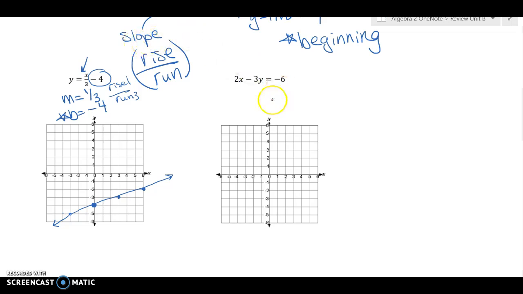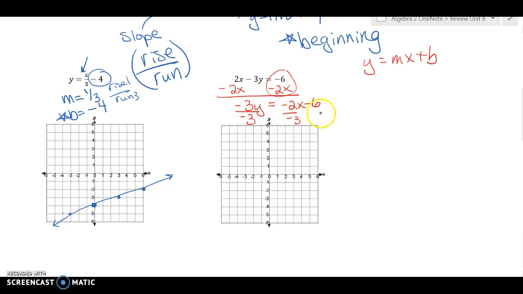And the reason we're looking at this one is because this one's not set up right. It has to be y equals mx plus b. I have to have y by itself. So I have to subtract 2x to first of all try and get y by itself. So I get negative 3y. These cannot go together, so I just rewrite them. And then this is times negative 3, so I divide everything by negative 3.